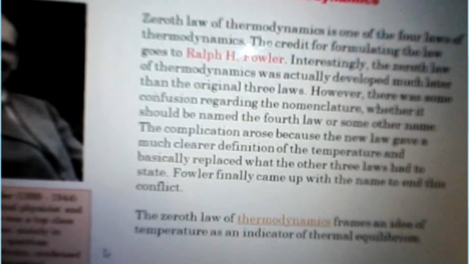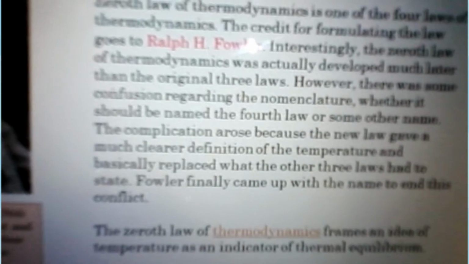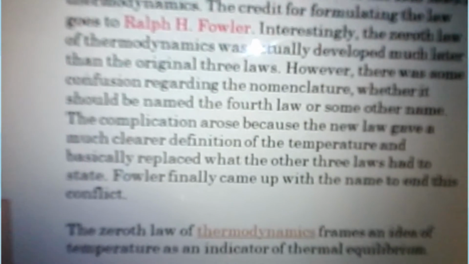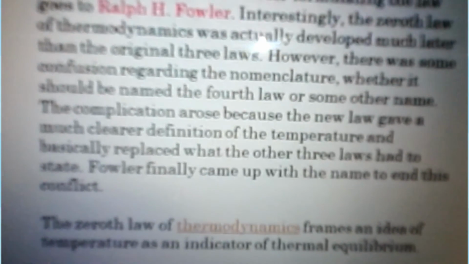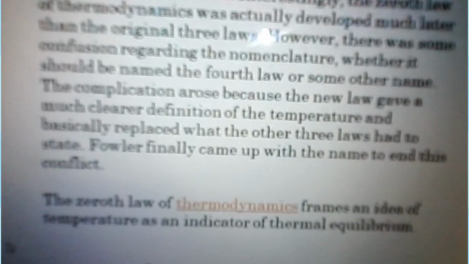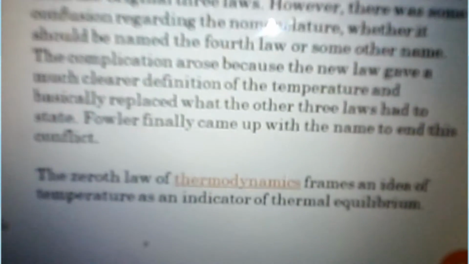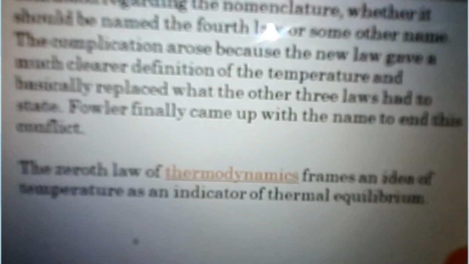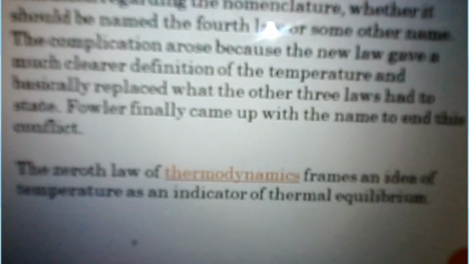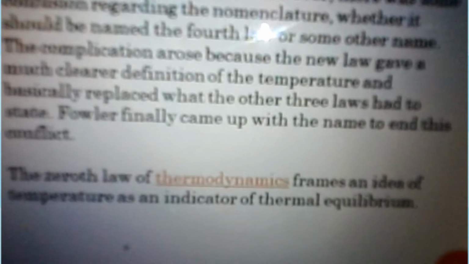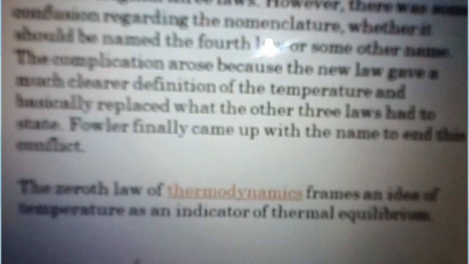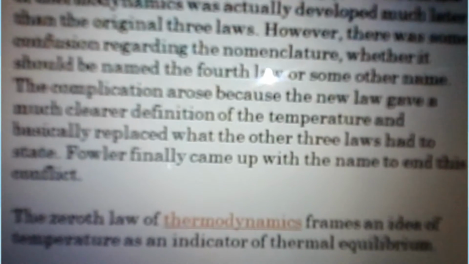The complication arose because the new law gave a much clearer definition of temperature, and this basically replaced what the other three laws had to state. So Fowler finally came up with a name to end this conflict. So the zeroth law of thermodynamics frames an idea of temperature as an indicator of thermal equilibrium.